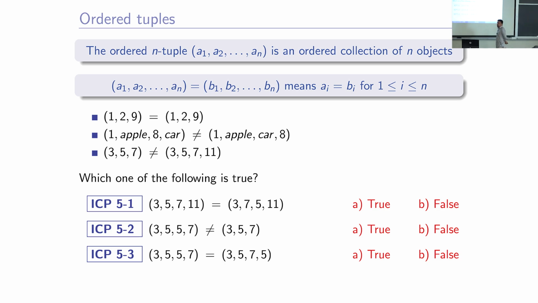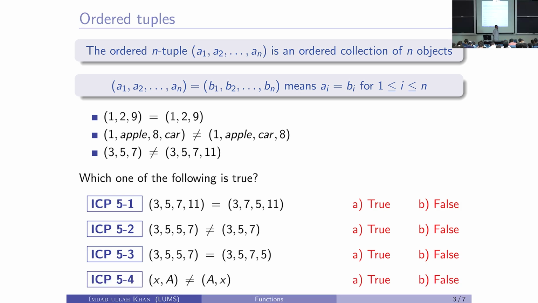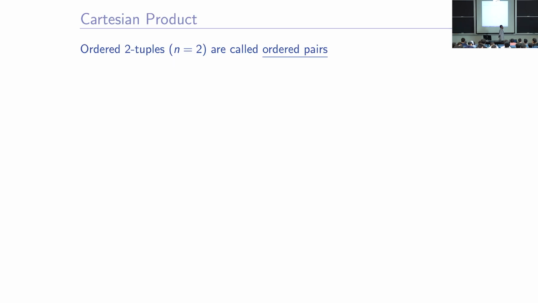By the way, if they were sets, all these three would be equal, right? Generally speaking, XA is not equal to AX in general. Okay, just keep that in mind. Order is important, so it's an ordered collection. When n is 2, ordered n tuples are generally called ordered pairs. Ordered 2 tuples is too hard to pronounce, so we write ordered pair.